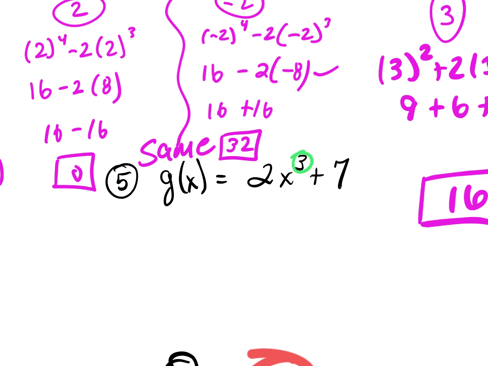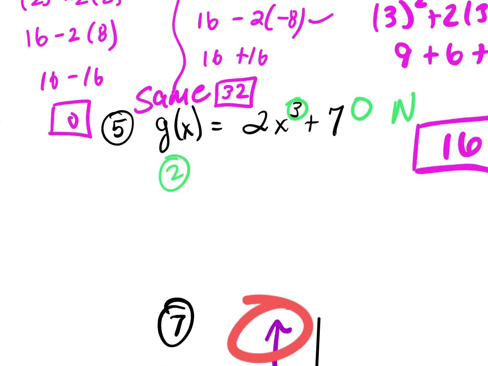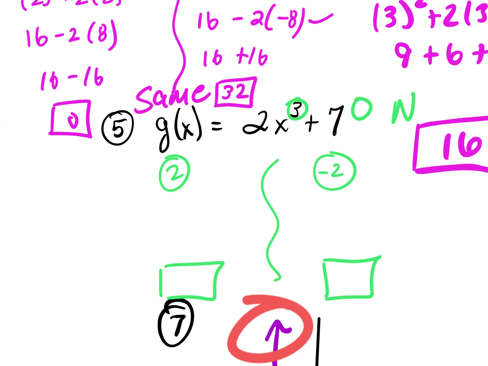Highest exponent. It's a 3. So what are my two options for this one? Odd or neither. Good. So 2, negative 2. If I prove that this function is odd, what would the answers be of each other? They would be opposite of each other. Good. Exact opposites. So again, careful with parentheses and stuff.